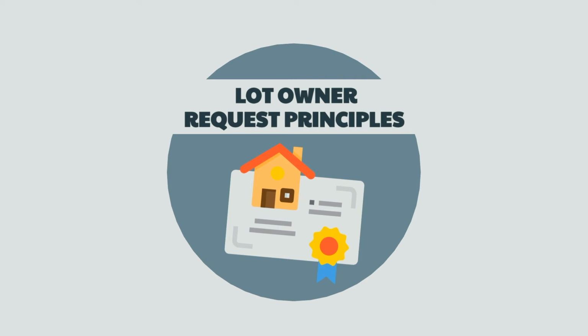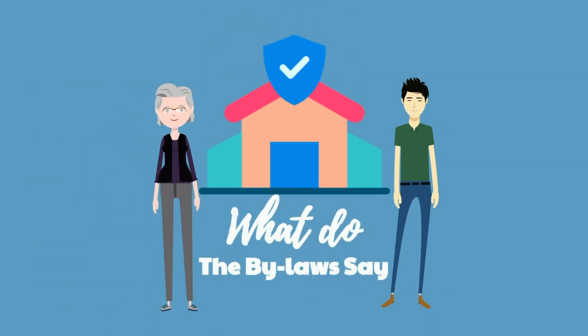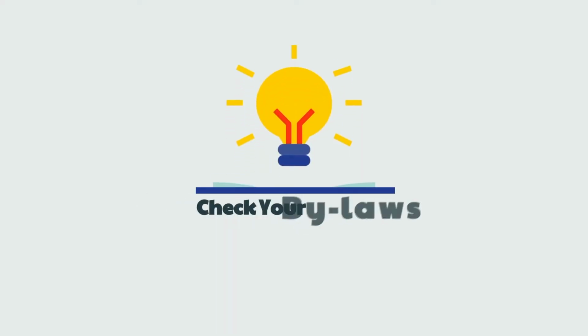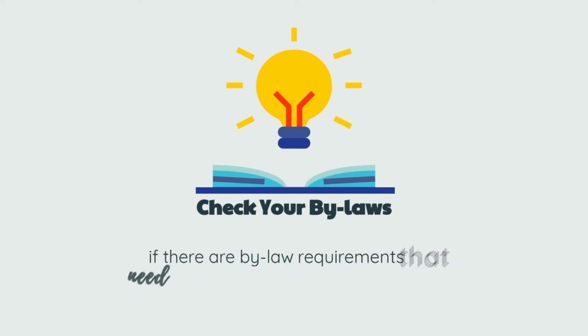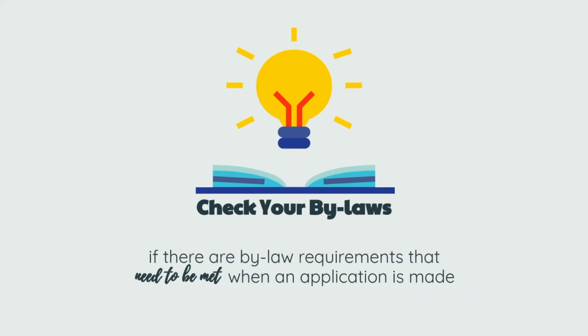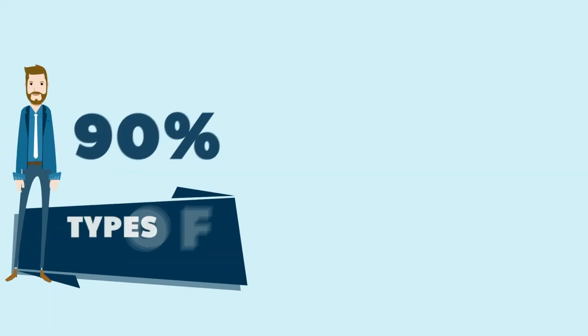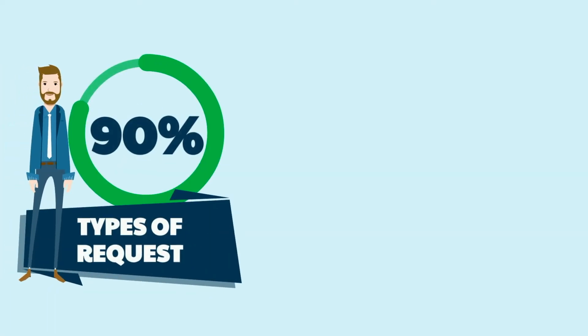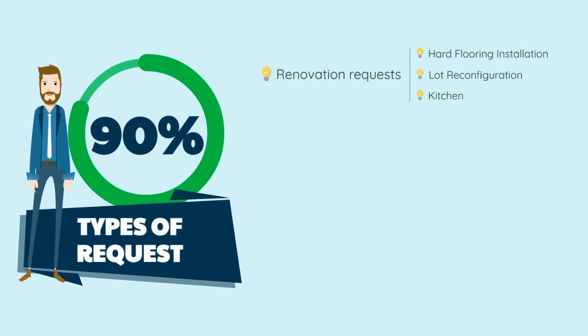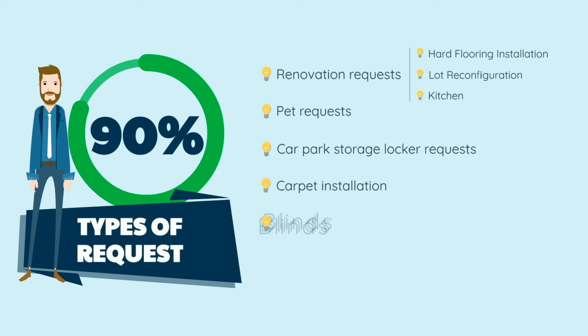Lot owner request principles. What do the bylaws say? Check your bylaws first to see if there are bylaw requirements that need to be met when an application is made. The following types of requests are what we see 90% of the time. Renovation requests, hard flooring installation, lot reconfiguration, kitchen. Pet requests, car park storage locker requests, carpet installation, blinds, air conditioning installation.